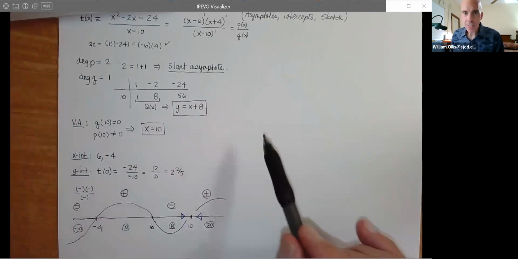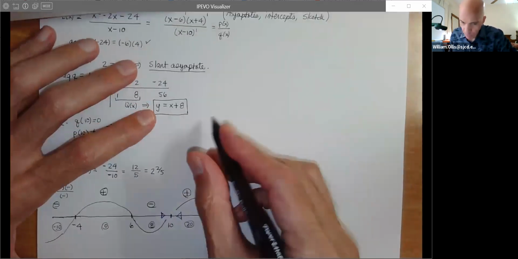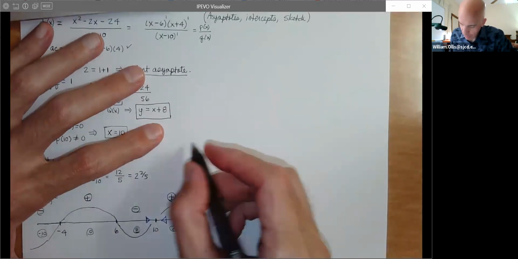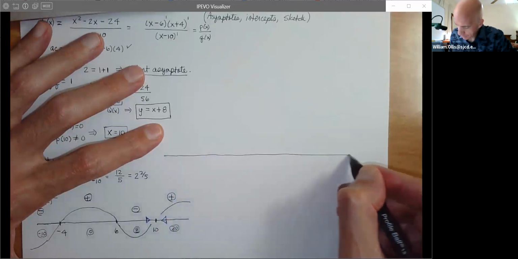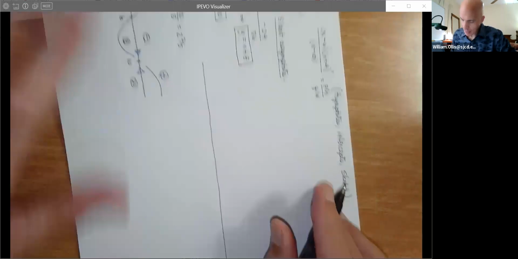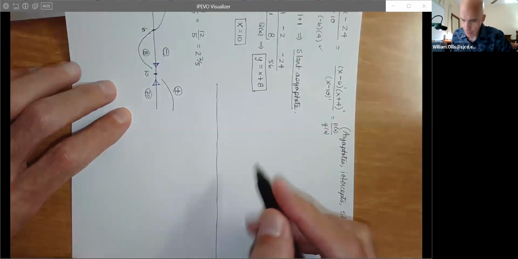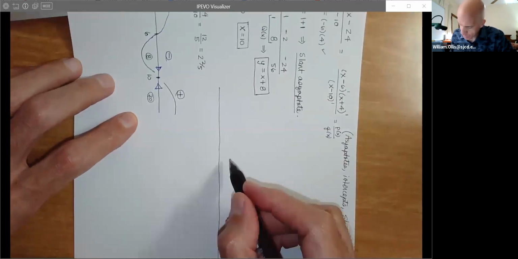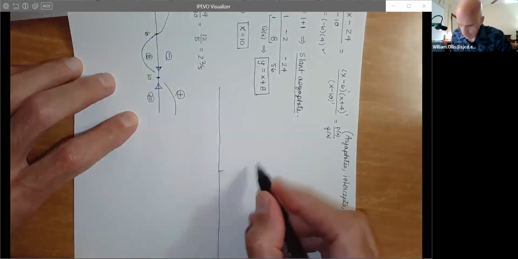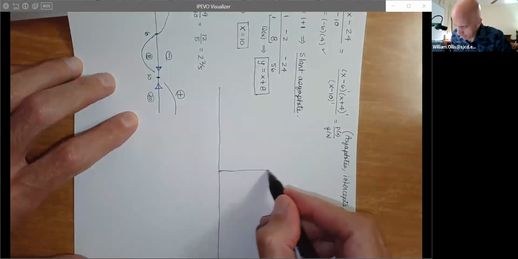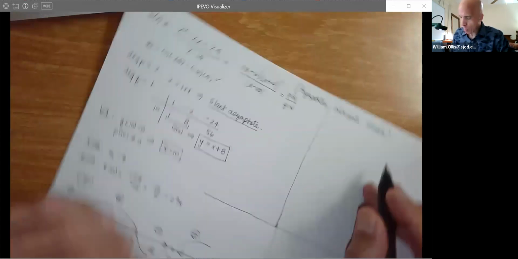Now, the only thing we need to do, just like the last problem, is sketch in the asymptotes and the intercepts, and we'll be done. So let's spread it out a little bit. A nice long x-axis, and then a y-axis. Now we've got the slant asymptote, y equals x plus 8. And then we go out to 10. So let's give more space down here. So there's our y-axis.